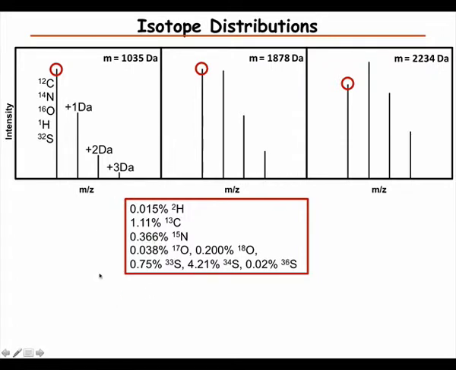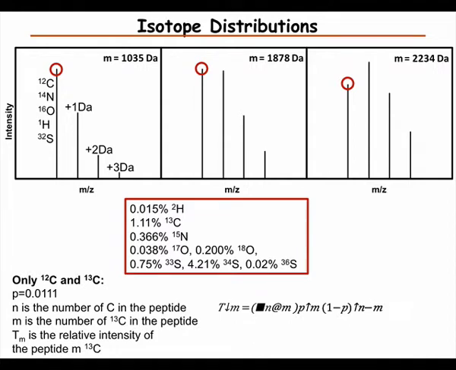Here are the different naturally occurring heavier isotopes. We can of course calculate this exactly, but it doesn't matter. If we just look at carbon-12 and carbon-13, it's a simple binomial distribution that would give us the ratios between carbon-12 and carbon-13.